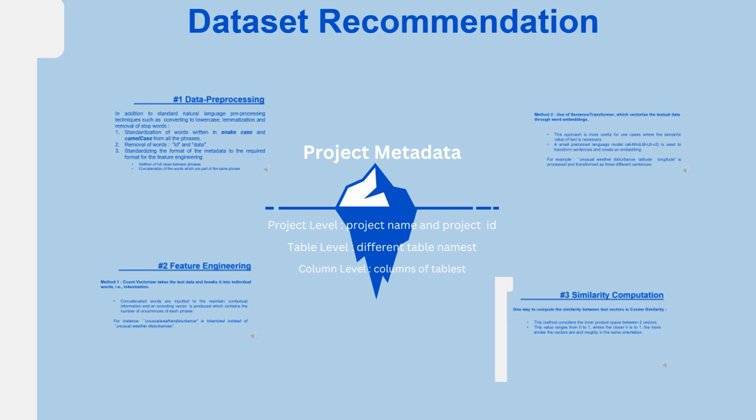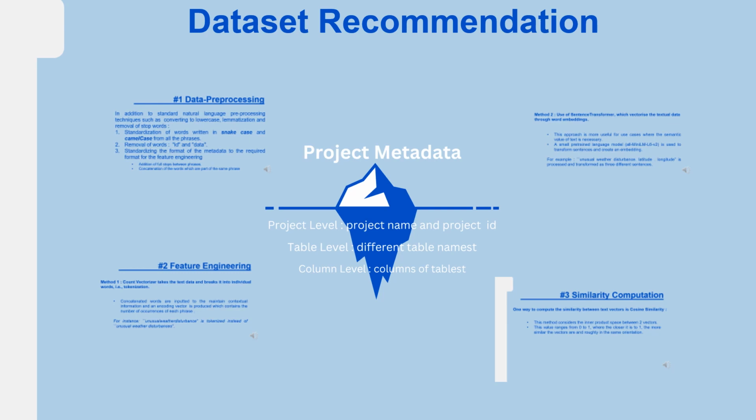One way to enhance the search functionality on the Information Hub is the incorporation of a Dataset Recommendation system. The expected input for this recommendation system is the input project name from the user, as well as the project metadata, which can be broken down into 3 levels of granularity, namely the project level, which contains the project name and project ID, the table level, which contains the different tables that make up a project, and the column level, which contains the different columns that make up each of the tables.